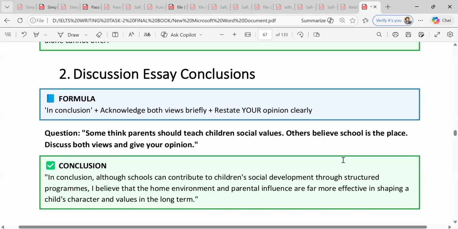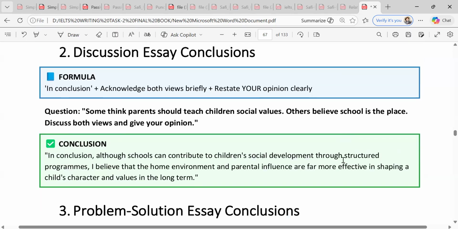Now, this is the discussion essay. Read first of all the introduction, and then the conclusion. Acknowledge both views and restate your opinion early and clearly. So there are two parts. There are two parts. So read.